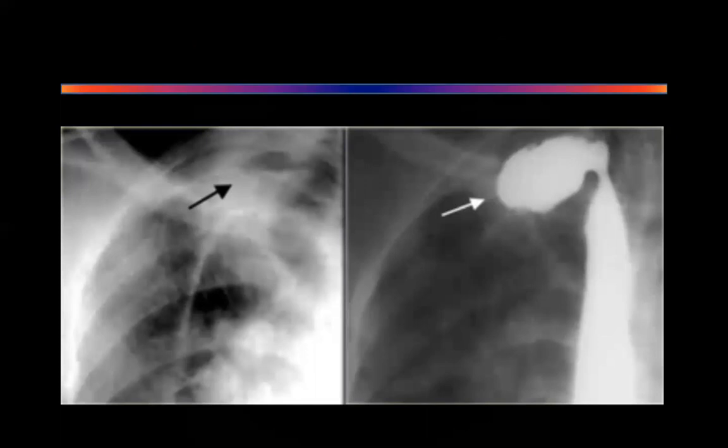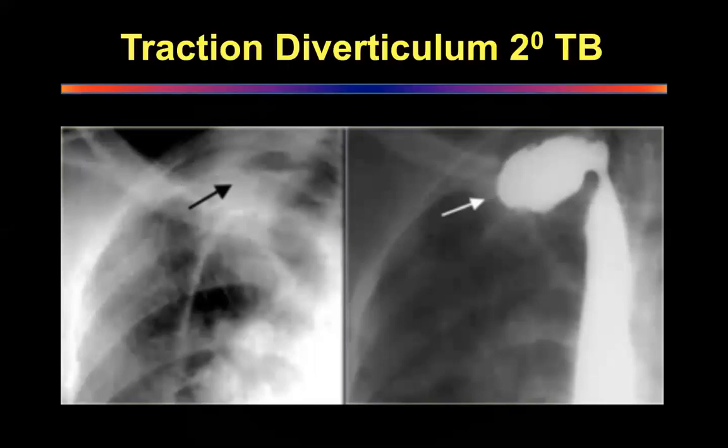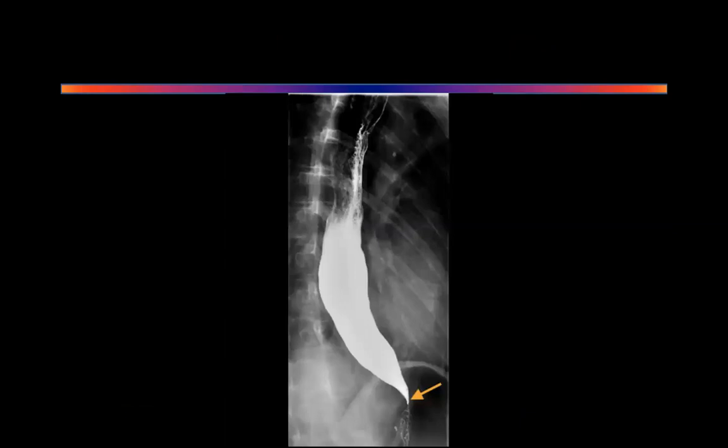Somebody tell me what this is. Zenker's diverticulum. More likely to be a traction diverticulum rather than a Zenker's, because there is tuberculous change in the apex causing a diverticulum. It's actually a traction diverticulum, not a pulsion diverticulum. Zenker's is a pulsion diverticulum. Okay, next.